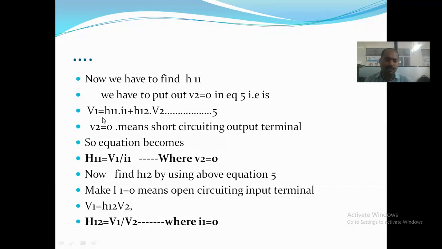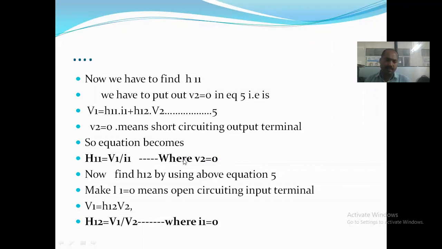So see, V1 which is equal to H11 I1 plus H12 V2, in that equation we make V2 equal to 0, right? V2 0 indicates that the whole term H12 into V2 becomes 0, right? The only term remaining is V1 which is equal to H11 I1, right? So to find the H11, H11 into I1 which is equal to V1. So H11 is equal to V1 upon I1, right? H11 equal to V1 upon I1, when we take V2 as 0. So here V2 is equal to 0.